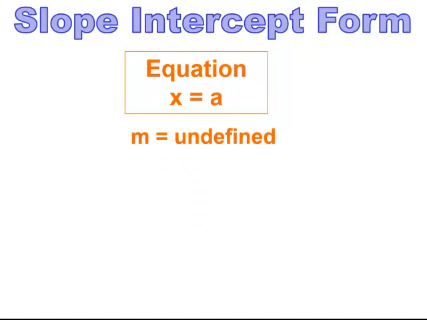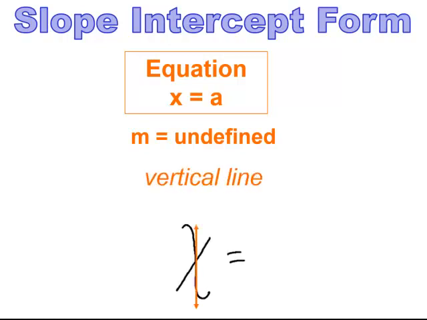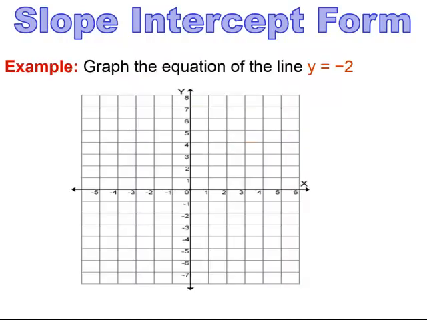So when you have an equation that has x equals some number, a, our slope is undefined. And when our slope is undefined, we have a vertical line. So another way of remembering this is if you have x equals a number, that's going to create a vertical line, and that vertical line is what the picture is going to look like. So let's see an example.